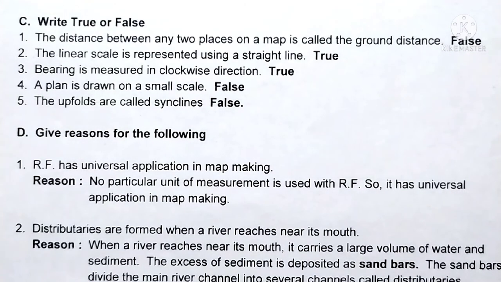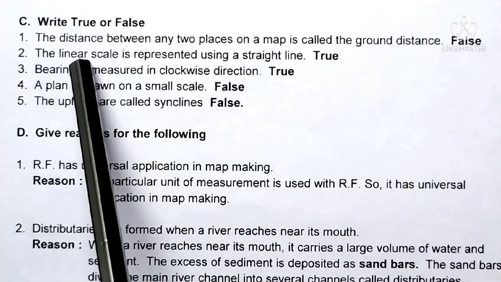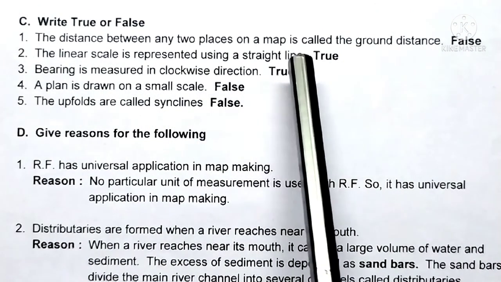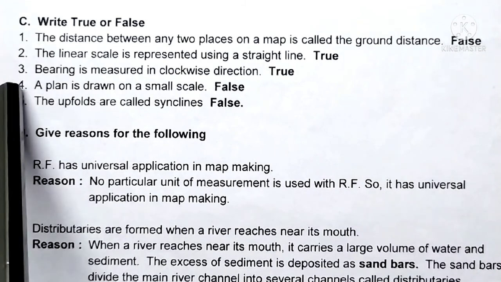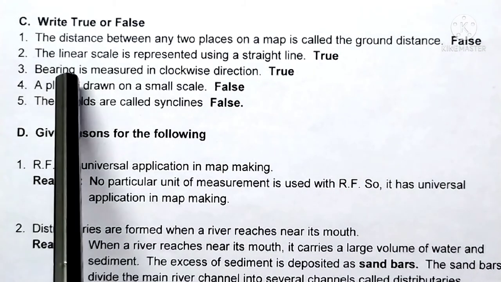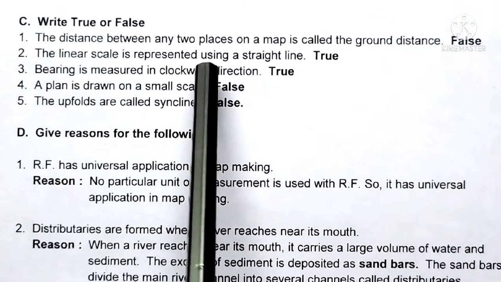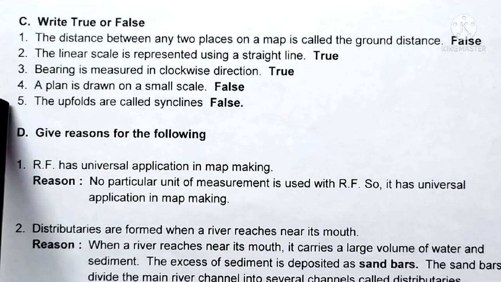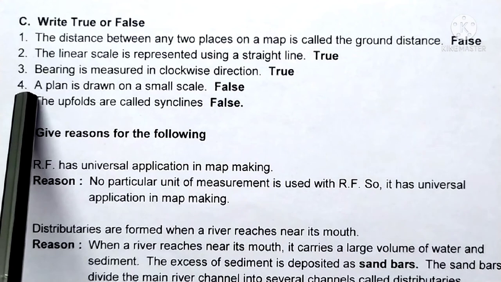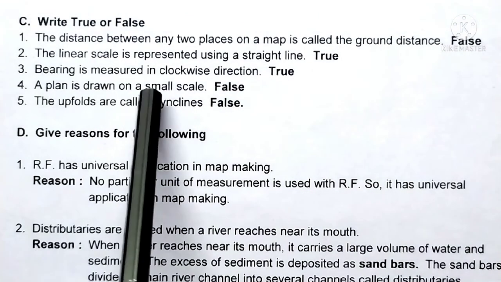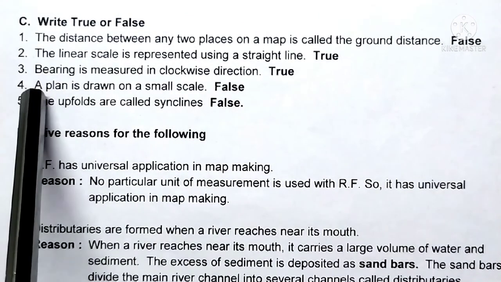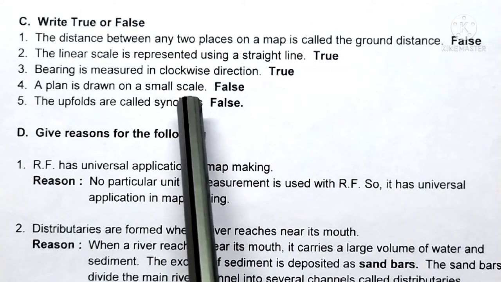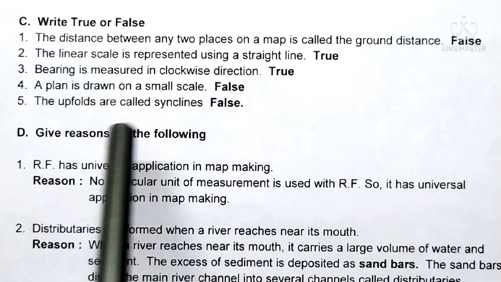Second one. The linear scale is represented using a straight line. This statement is true. Third one. Bearing is measured in clockwise direction. It is also true. Fourth one, a plan is drawn on a small scale. No, a plan is drawn on a large scale. So this statement is false.